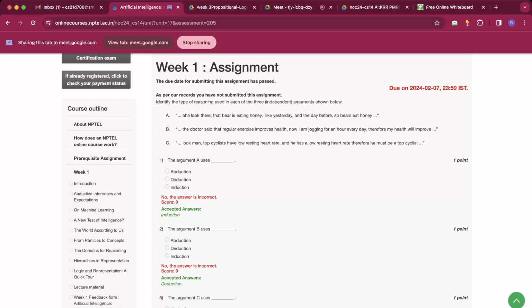So the first thing says that A says, aha, look there, that bear is eating honey like yesterday and the day before. So the bear eats honey, right? So here we are looking at some observations, that the bear is eating honey today, the bear also ate honey yesterday, and also the day before. So we are making a generalization based on these observations, and we are saying that because we saw the bear eating honey for 3 days in a row, the bear must eat honey forever, right? So this is an example of induction. Are you with me for this one?